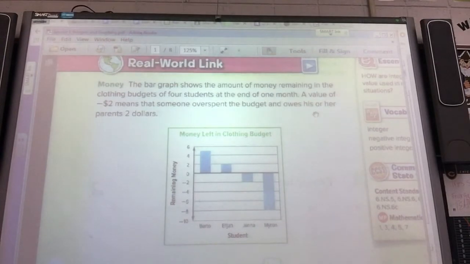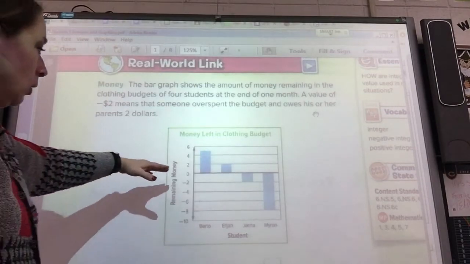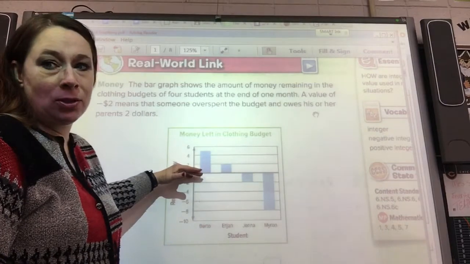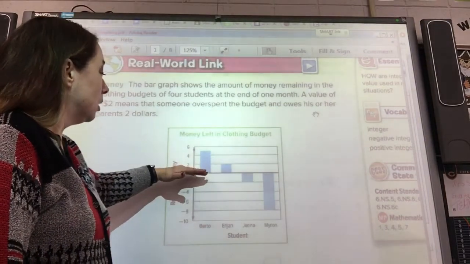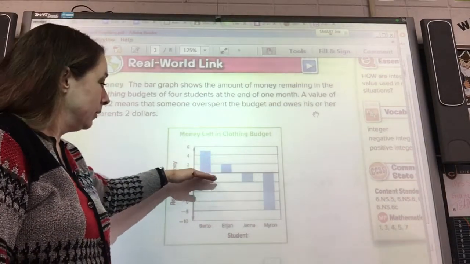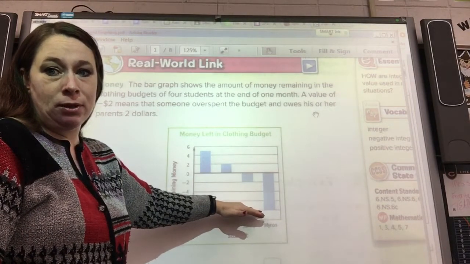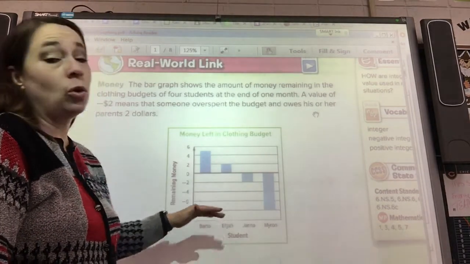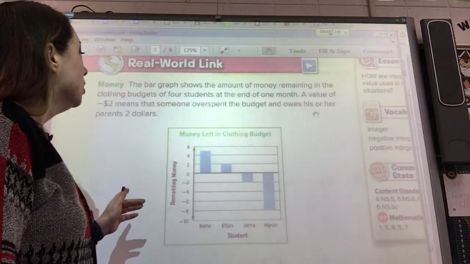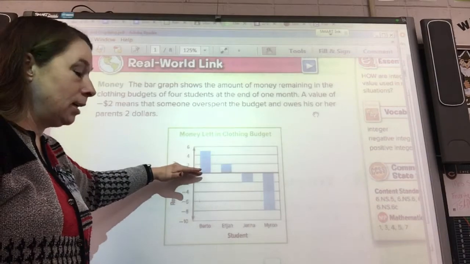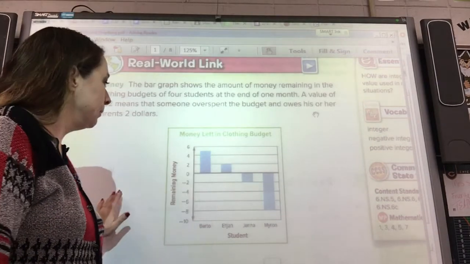At the end of the month, anything that is in the positive, which is up here, see, here's your line of not having money. This is 0, means you don't have any money left. The above means you've got money left. If you go below 0, that means you spent too much money, and then you got to beg, borrow, and plead from your parents to get money because you overspent. So, positives, we have money. Negatives, you owe money.